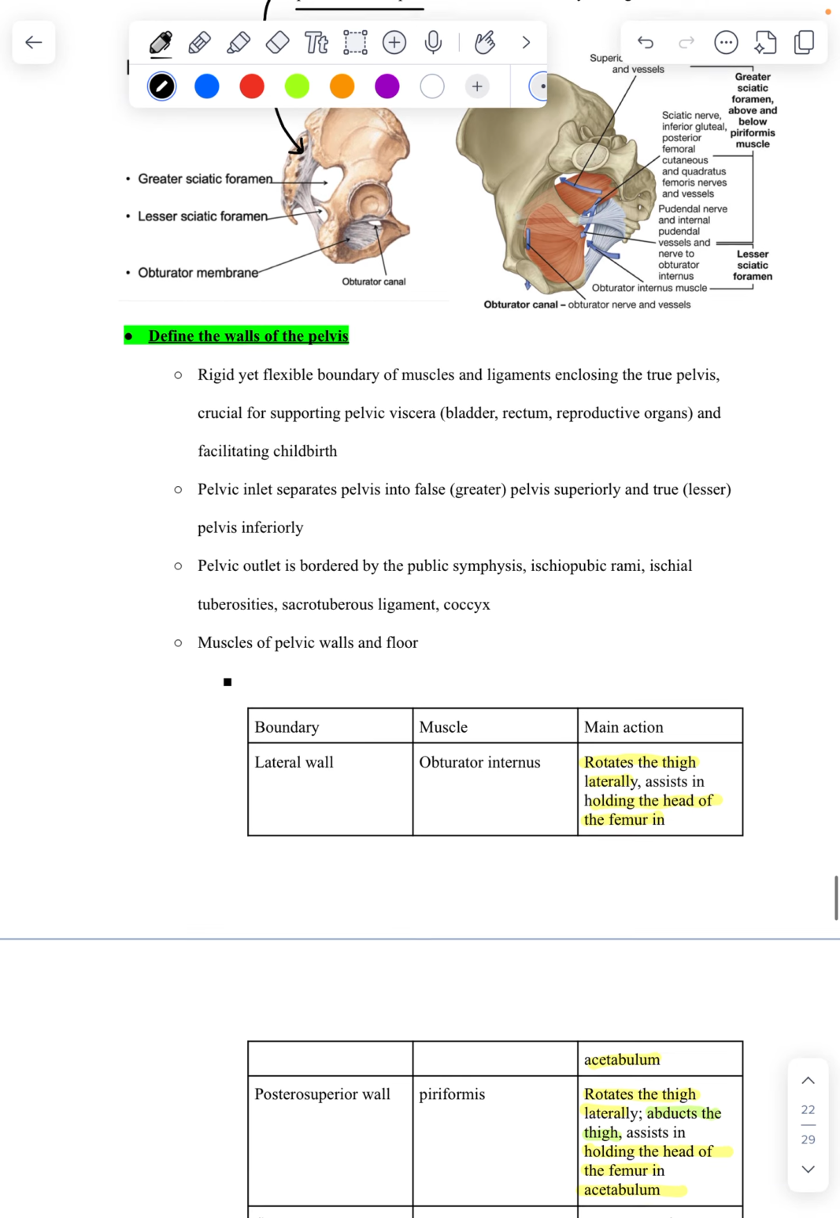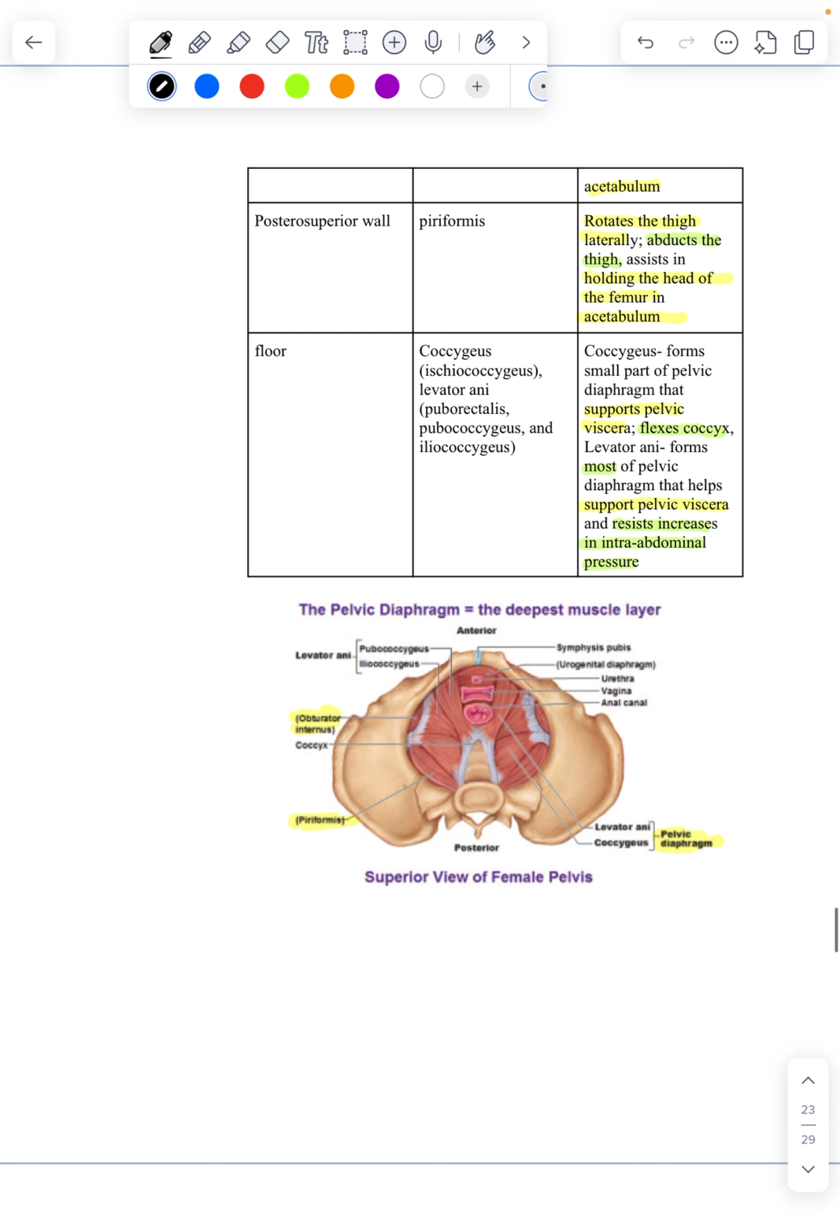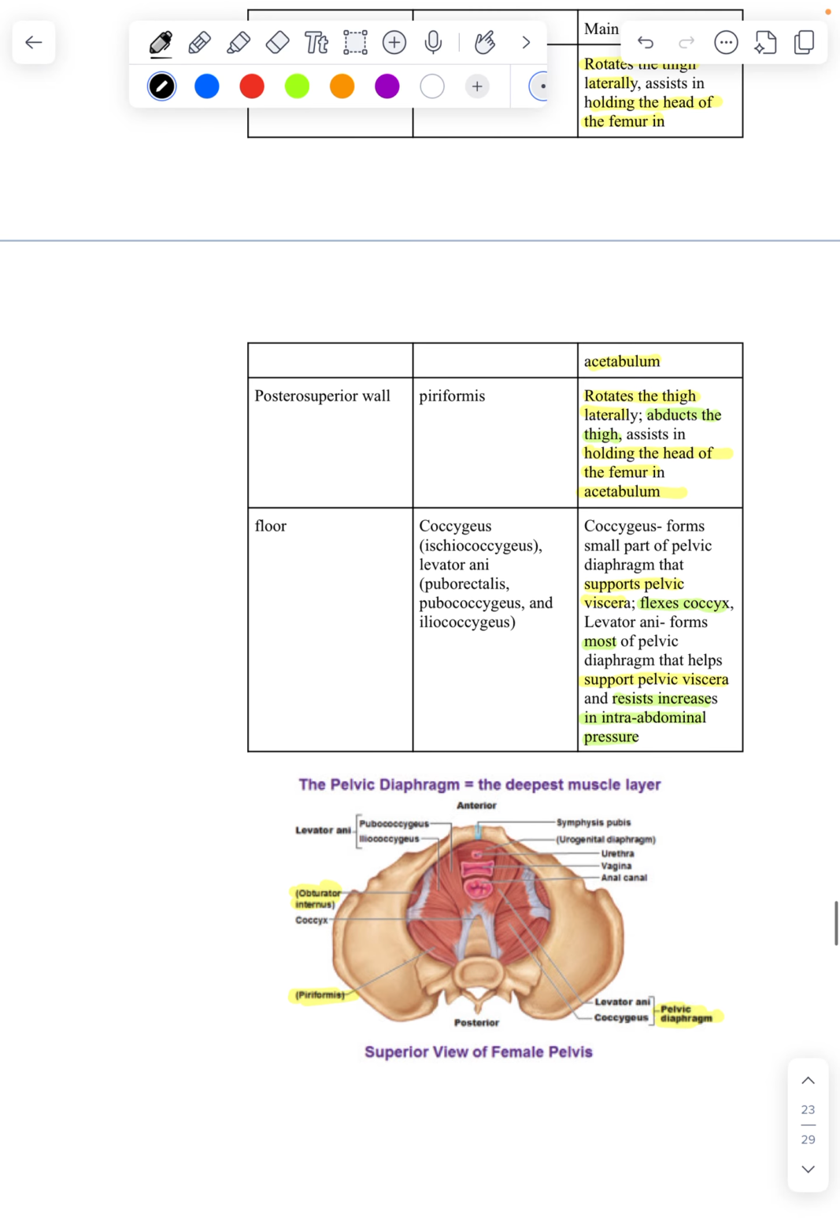Okay, now pelvic wall. If you look at this pelvic wall, laterally, you have your obturator internus.